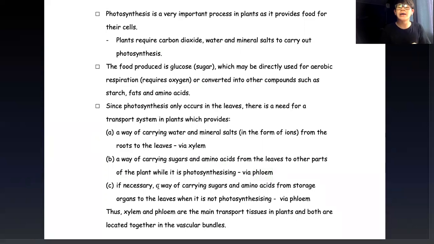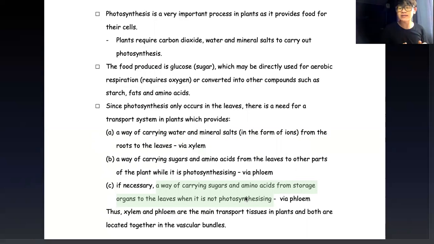And why do we need it as well? The third reason why we need the transport system is a way of carrying sugar and amino acids from storage organs to the leaves when it is not photosynthesizing. So it's not just important for photosynthesizing, but it's also important when they are not photosynthesizing. Because when the plants are not photosynthesizing, it means they need to do respiration. They need to do a lot of respiration. So what do they need to do? They need to get all the food products that they have made, the ones that they store everywhere, in the leaves, in the roots.